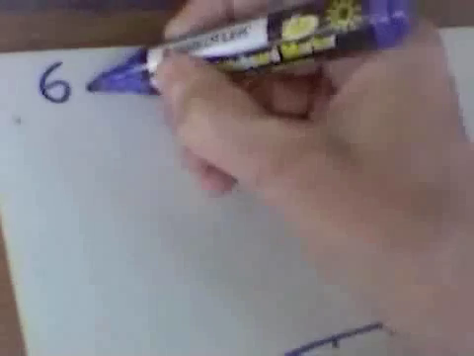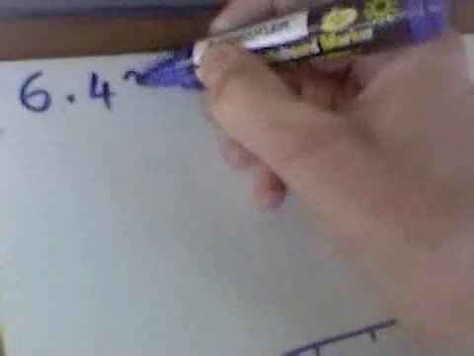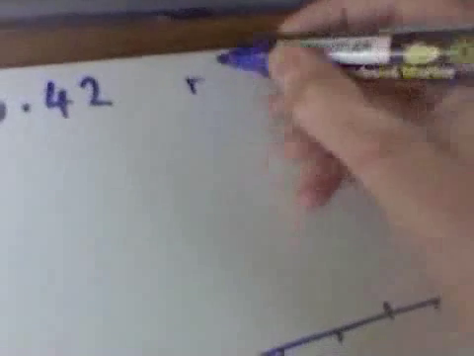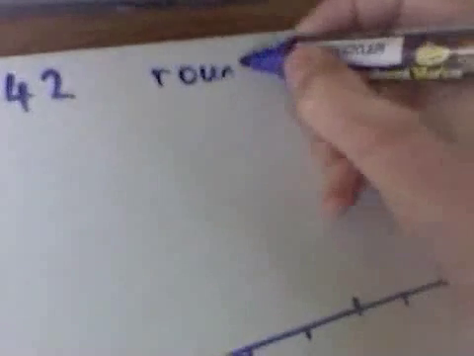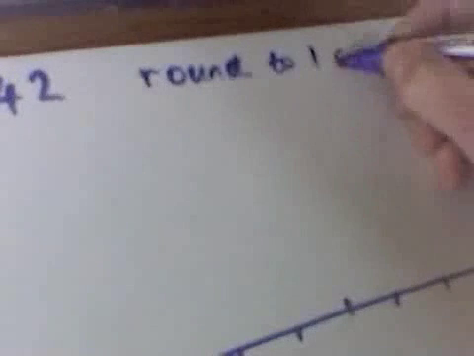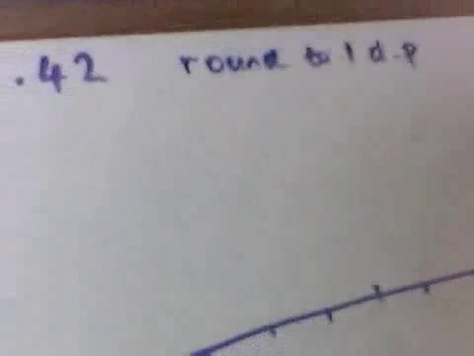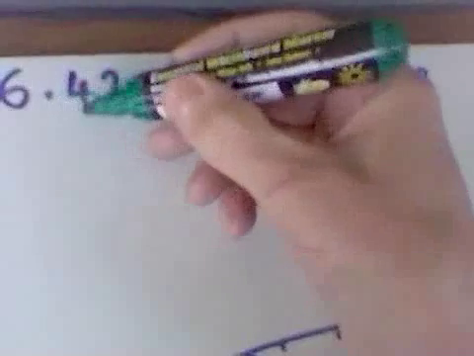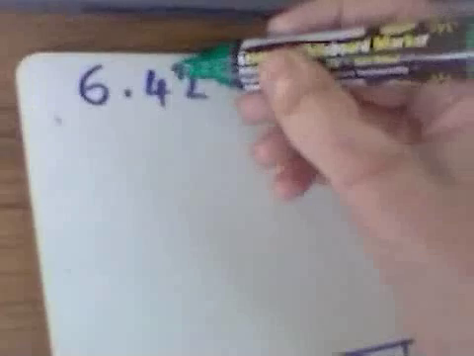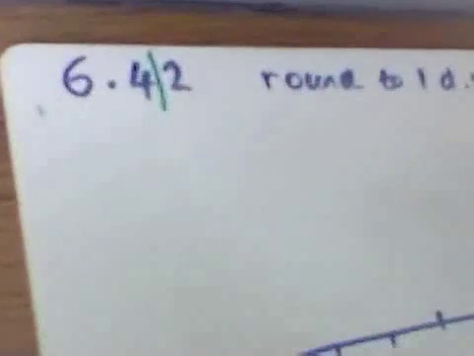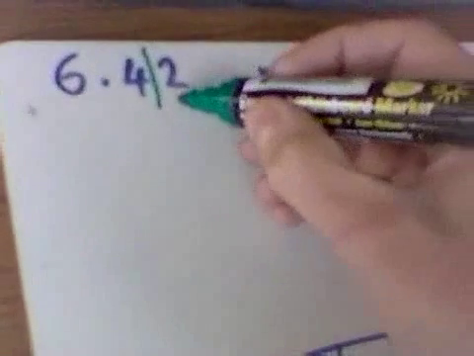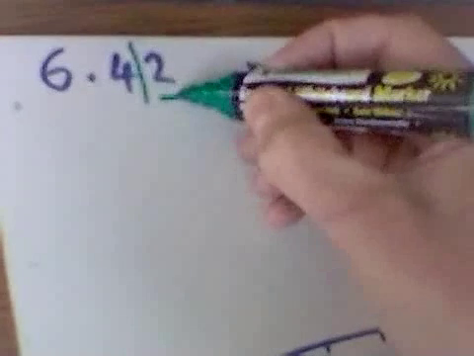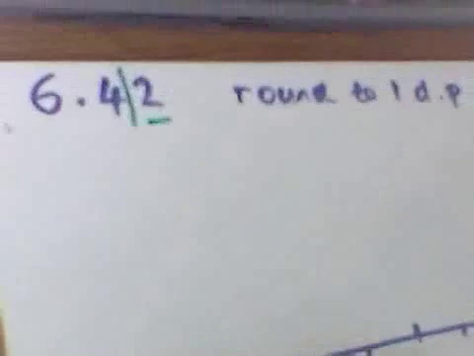Okay, I'm going to look at the number 6.42, and we're going to round this to one decimal place. So that means one place after the decimal point. So we know that the number must end here. Now, we're concerned with the next number, which is the number 2.